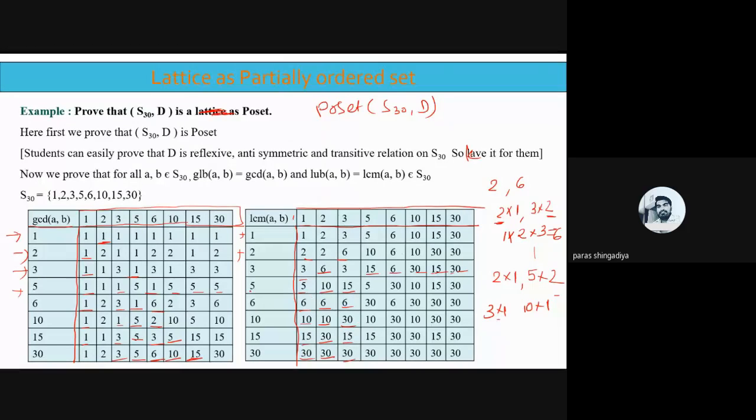Clear? Now change the number to 5. So the LCM of 5 with 5 will be 5. 5 with 6 will be 30. 5 with 10 will be 10. That is 15 and 30. And use these values 30, 10, 15 and 30 in this fourth column.